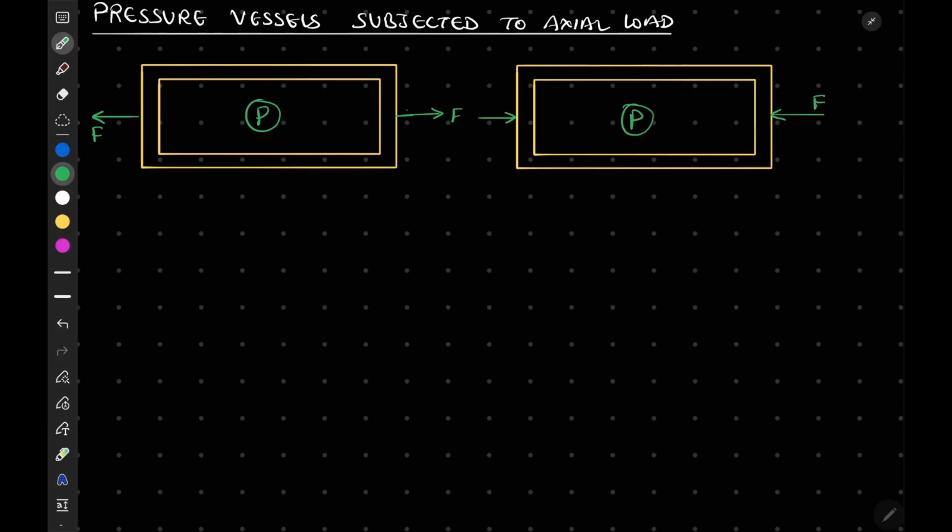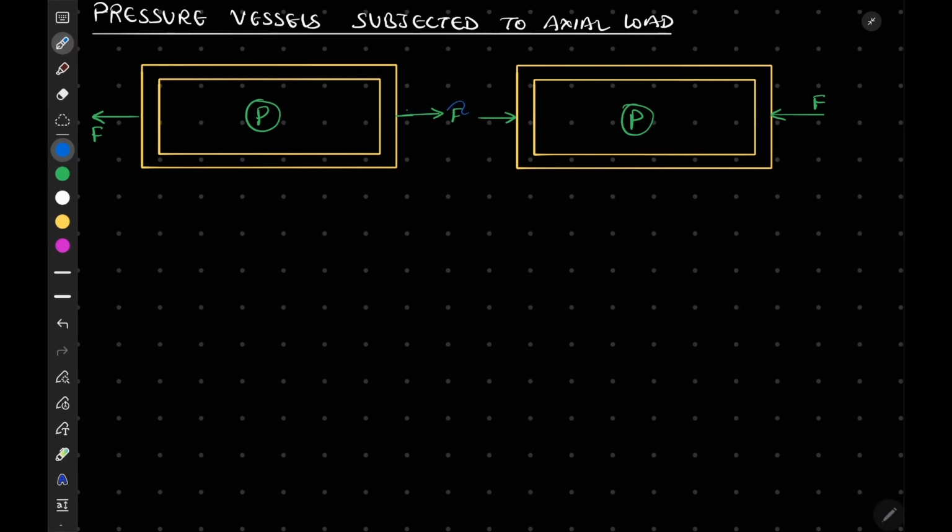Now let's consider two types of systems, and both are vessels with closed ends, with diameter D and thickness T. On one we have applied an axial pull of F, and on the other we have applied an axial push of magnitude F.